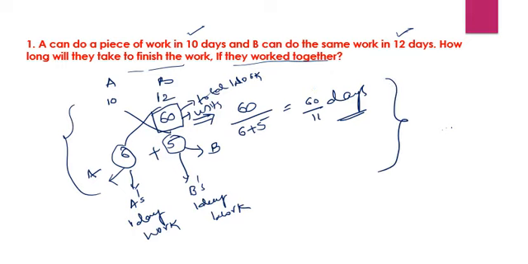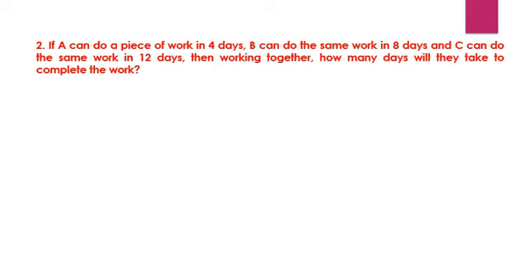So let us try the second problem. Here it is given that A can do a piece of work in 4 days, B can do the same work in 8 days and C can do the same work in 12 days. Working together, how many days will they take to complete the work? It is the same as the first problem. Just write A, B and C: A is 4 days, B is 8 days, and C is 12 days.